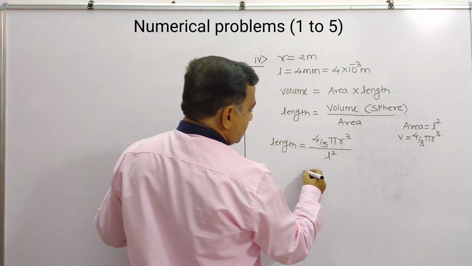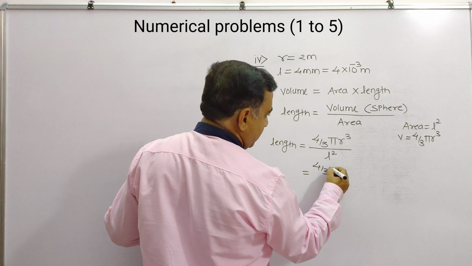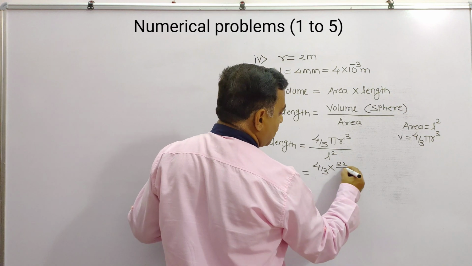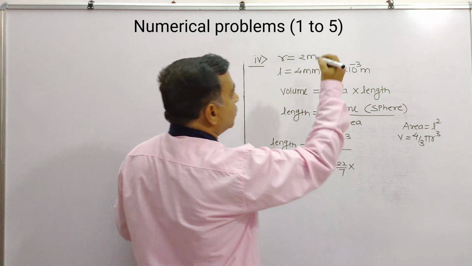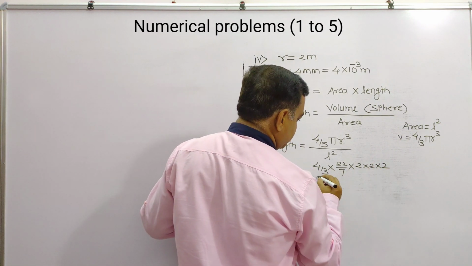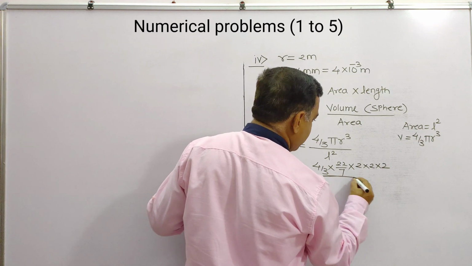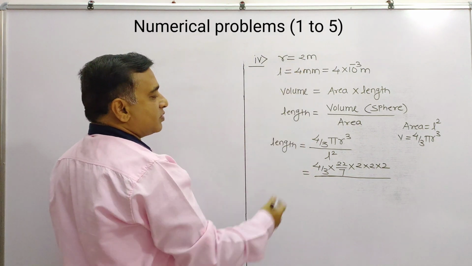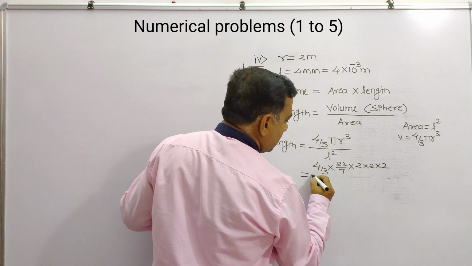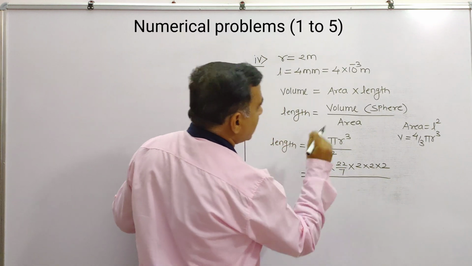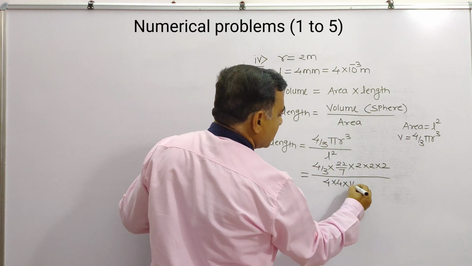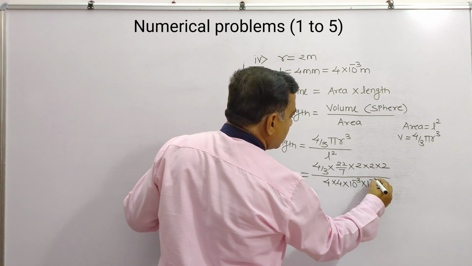Substituting all the terms, that is 4 by 3 into pi means 22 upon 7 into r cube. R cube means 2 into 2 into 2, so we have r raised to power 3. And L square, length square means 4 into 4. What about the power? Once again, 10 raised to power minus 3 into 10 raised to power minus 3.